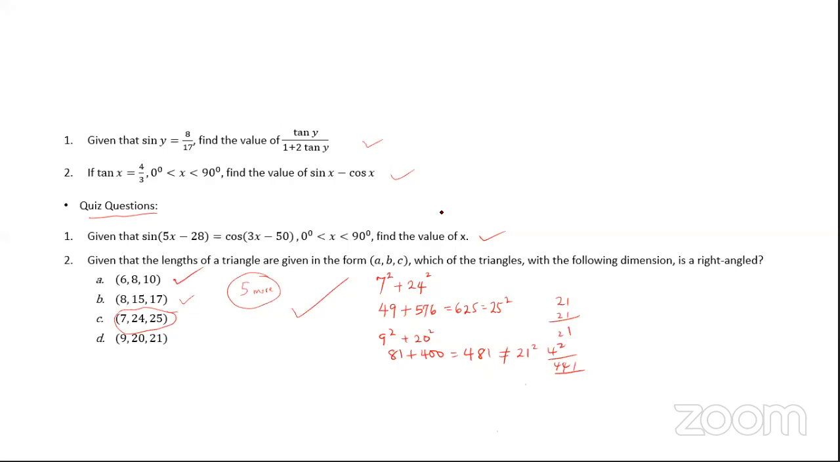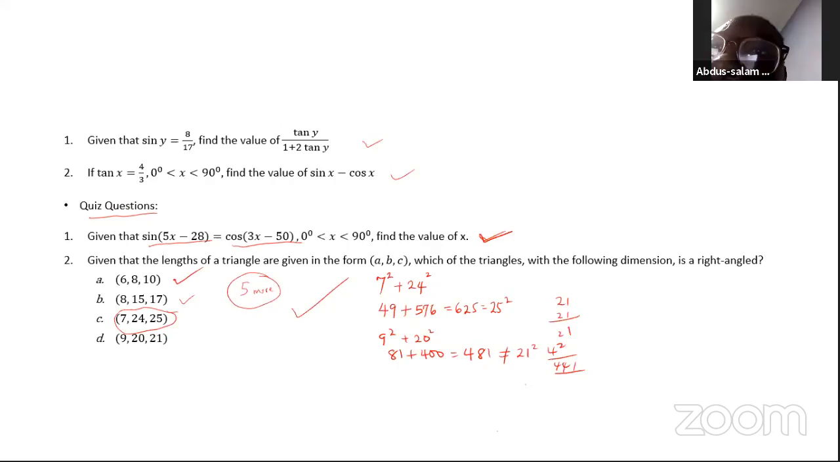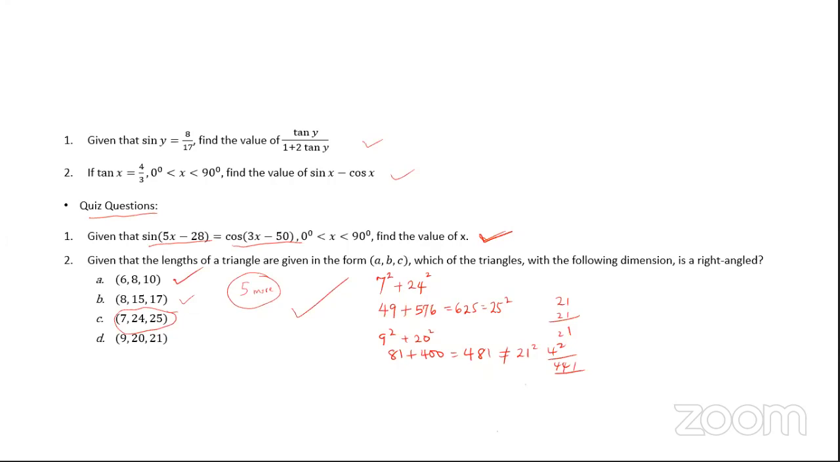Okay, the second quiz, have you got the answer now? The first quiz is complete. The second quiz question: sin(5x minus 28) equals cos(3x minus 50). I've also put it as a quiz question. The answer is 21. Okay, somebody said 21. Any other person? 21 degrees.